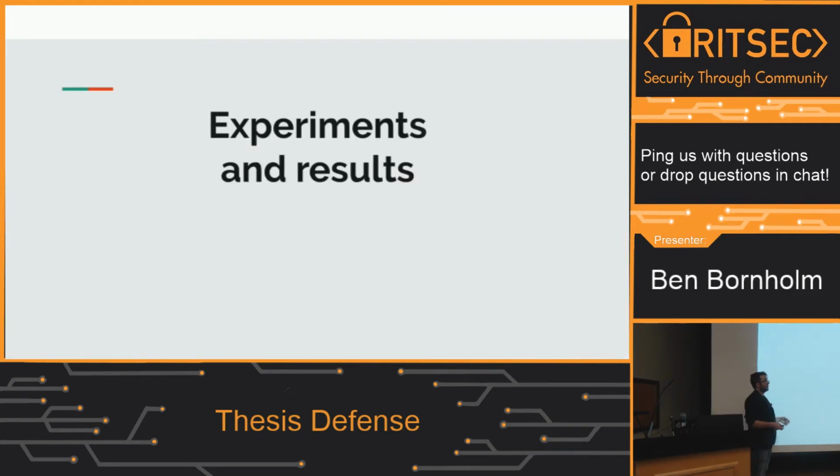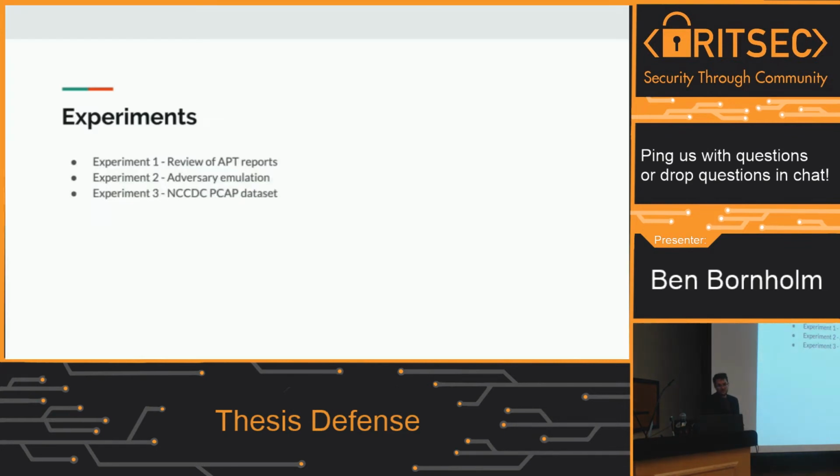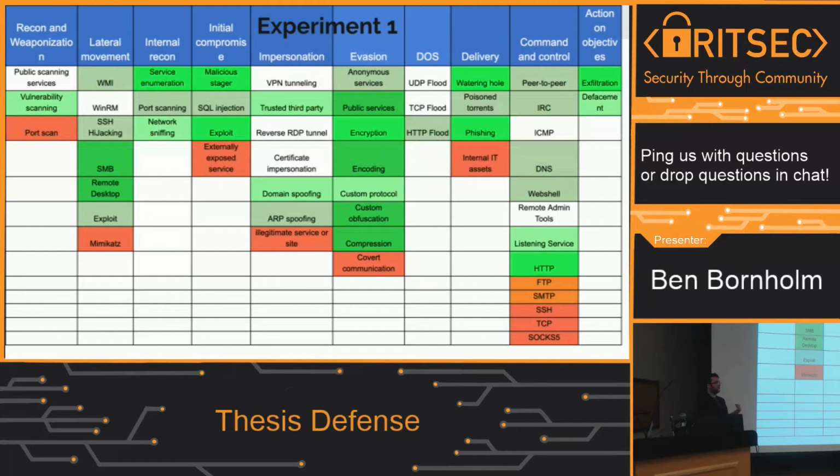So experiment and results. Again, we had 3 experiments. The first one was review of APT reports. The second experiment was adversary emulation. And the last experiment was the NCCDC PCAP dataset. So first experiment, here's the first heat map. Everything in green was the prevalence of a technique that we saw in all the APT reports. Anything that's orange or red was a technique that didn't exist on our matrix before we did the experiment. So the things in red and orange were techniques that were added to the matrix after the analysis of experiment 1.